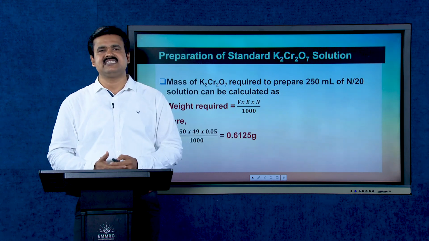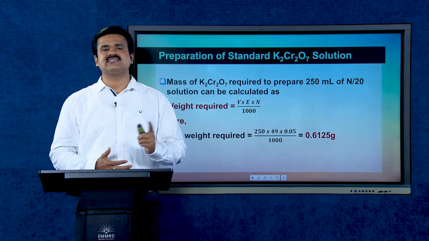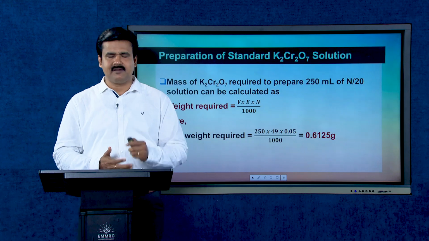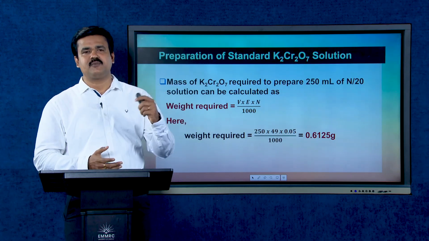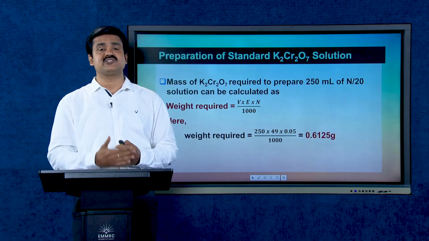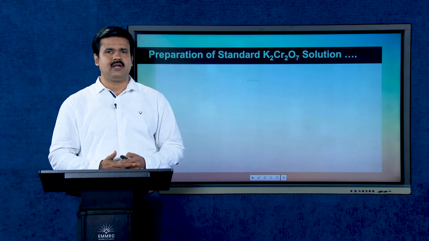In the present case, it is equal to 250 into 49 into 0.05 divided by 1000, and you will get the weight as 0.6125 gram. This means a weight of 0.6125 gram of potassium dichromate made up to 250 ml produces a standard solution of potassium dichromate with the concentration 0.05 normal.